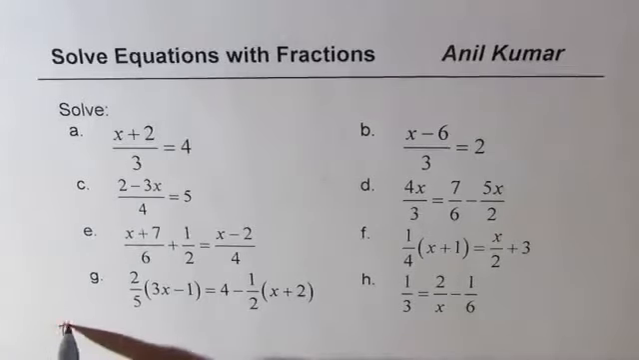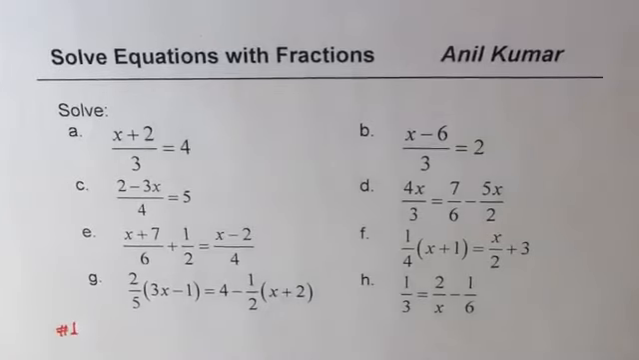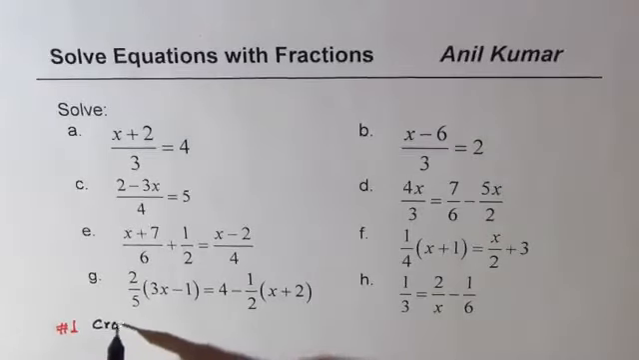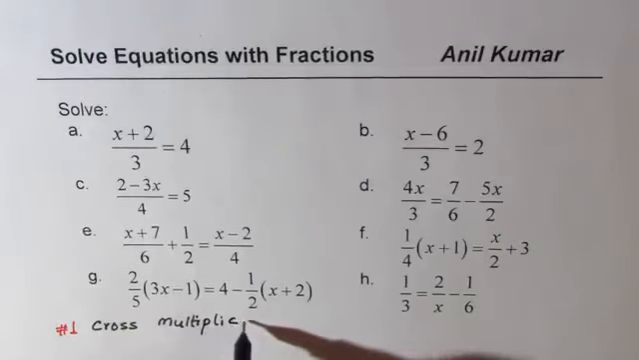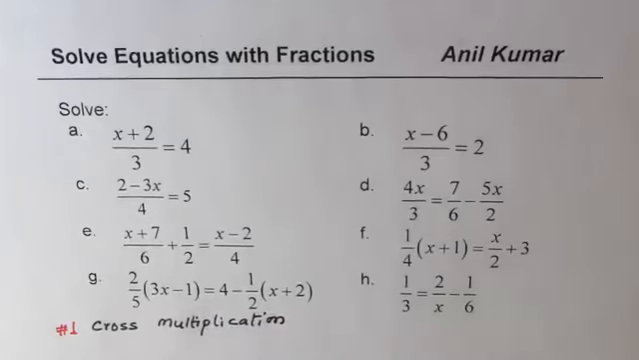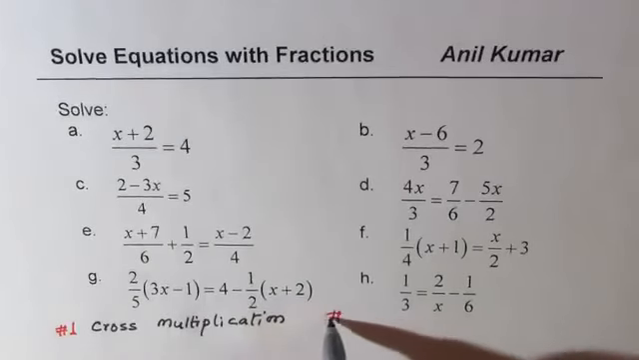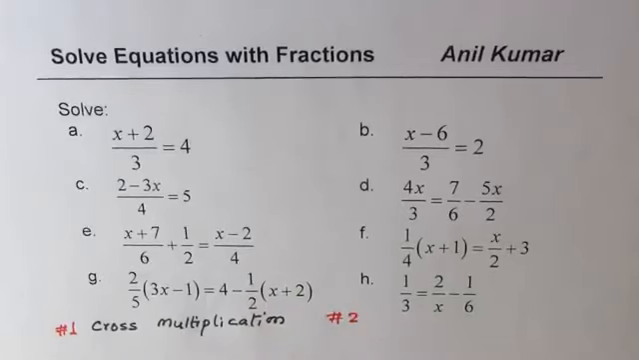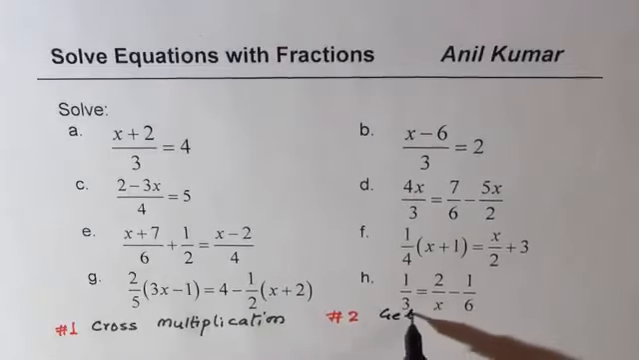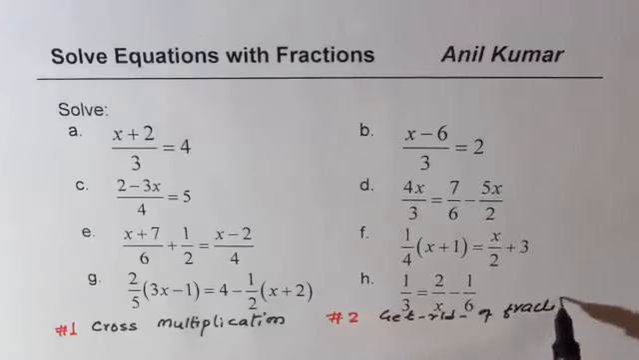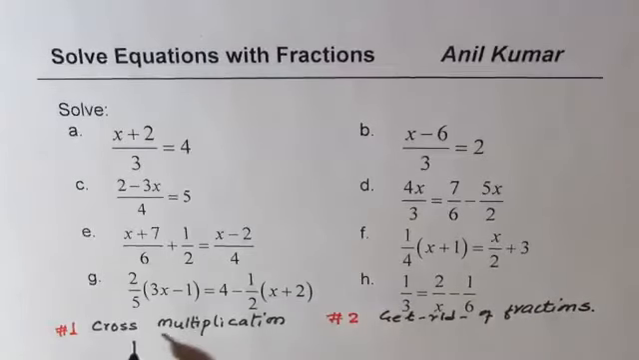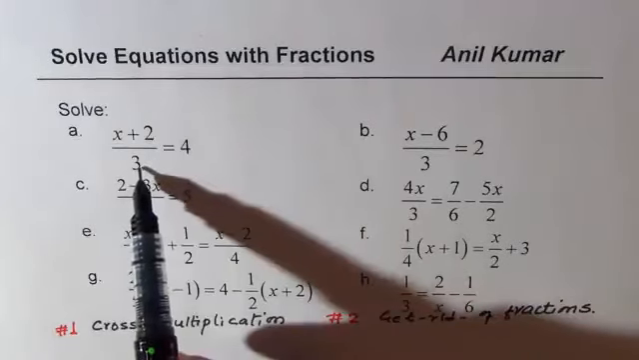Let me call strategy 1 as cross multiplication. And strategy 2 as get rid of fractions. Now cross multiplication also helps to get rid of fractions. Let's say the number is 3 here, we'll just take it on the other side. So we'll get rid of 3 from the left side.